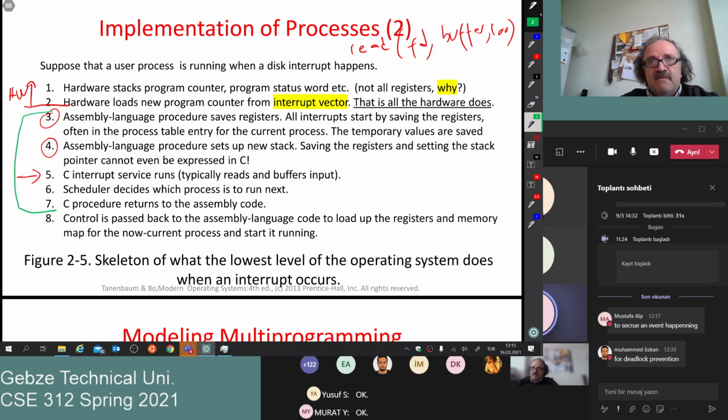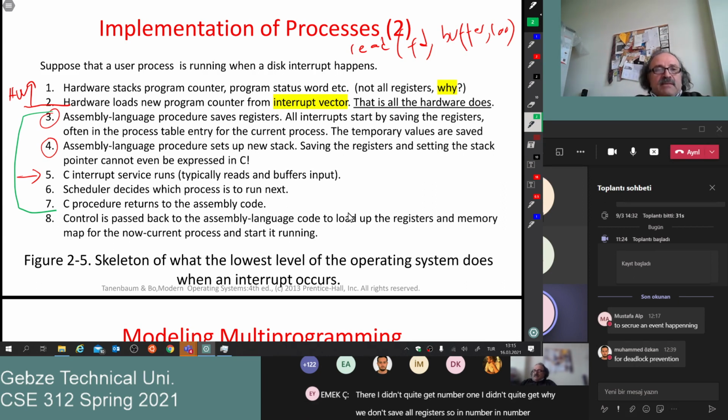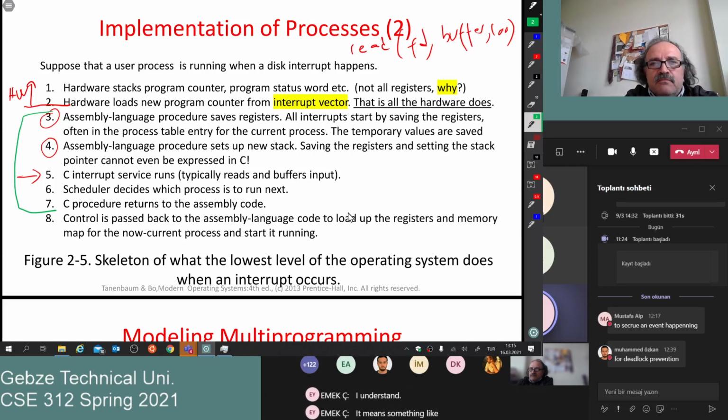Any other questions? Sir, I didn't quite get number 1. I didn't quite get why we don't save all registers. In number 3, we said that the assembly language procedure saves registers. From what I understand, it means something like call conventions, I guess. I'm not sure if I understand correctly though.